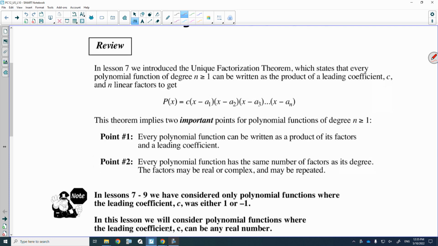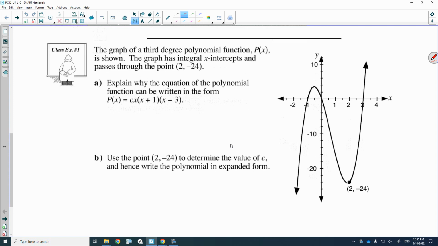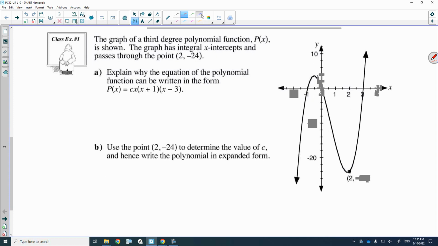Okay, so let's look at class example number 1. What I want you to see is I want you to count up the distinct zeros. So this graph has a 0 at -1, at 0, and at 3. So let's write those 3 distinct zeros down. We've got x is equal to -1, we've got x is equal to 0, and we've got x is equal to 3. From there, we create factors, right?